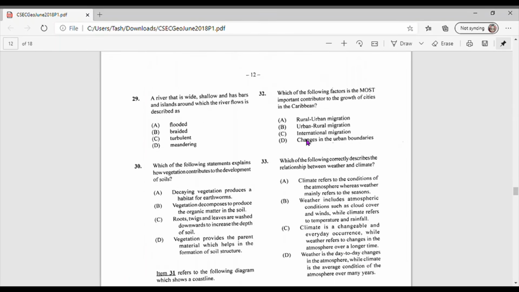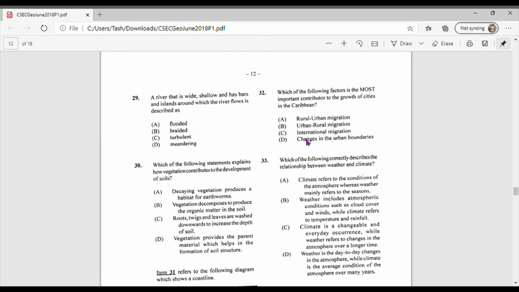Number 29, a river that is wide, shallow, and has bars and islands around which the river flows is described as, so it is wide, shallow, has bars and islands around which the river flows, is described as, number 29 would have been B for a braided river.